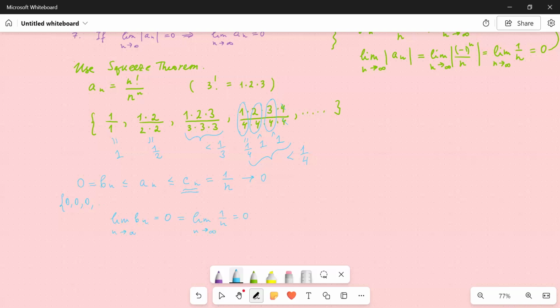We squeezed our sequence between 0 and 1 over n. I'm going to write down 0 less than or equal to n factorial over n to the power of n, less than or equal to 1 over n. The limit of this one is 0, the limit of this one is 0, so the limit of this one is going to be 0 too. So we used the squeeze theorem and the limit is equal to 0.